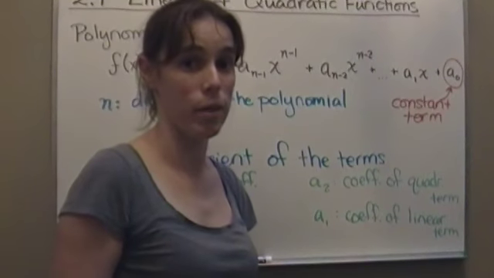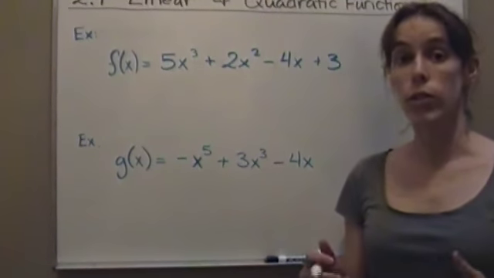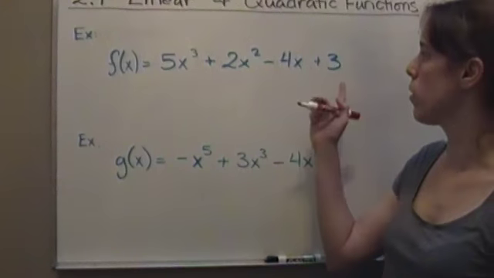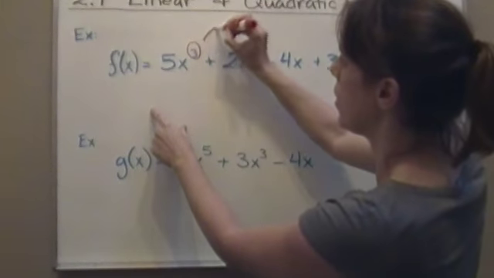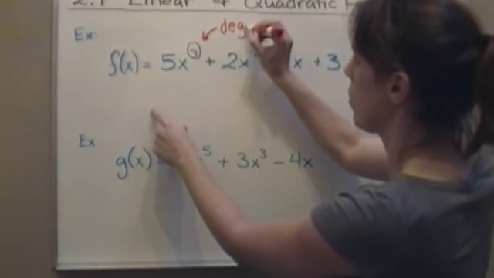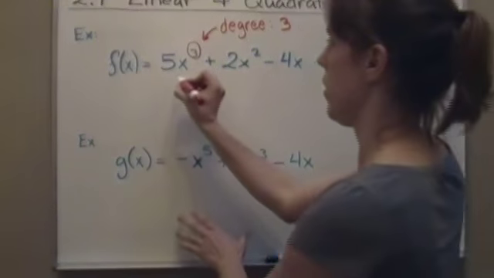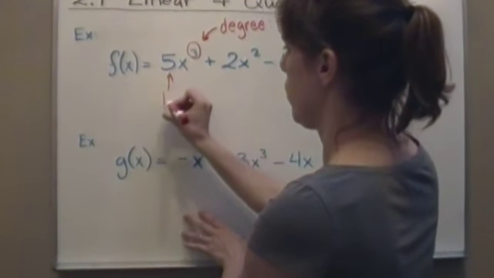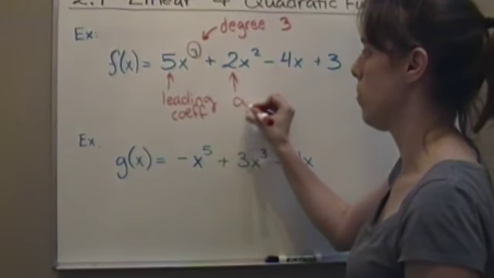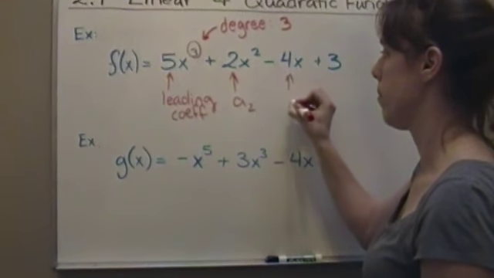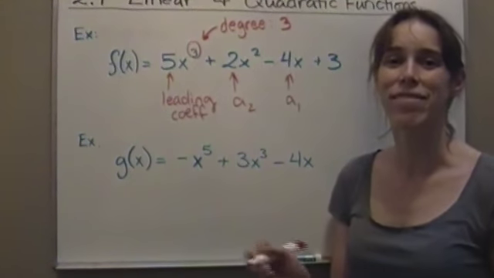So let's try a couple examples now. Let's see if we can identify those pieces on these polynomials. First, degree. So the degree of this term, I'm going to go to the highest exponent. I'm going to say that the degree is 3. We want to look at coefficients. So the leading coefficient would be that one, a sub 2, coefficient of the square term, and the coefficient of the linear term. Easy? Our constant term is pretty much just 3.